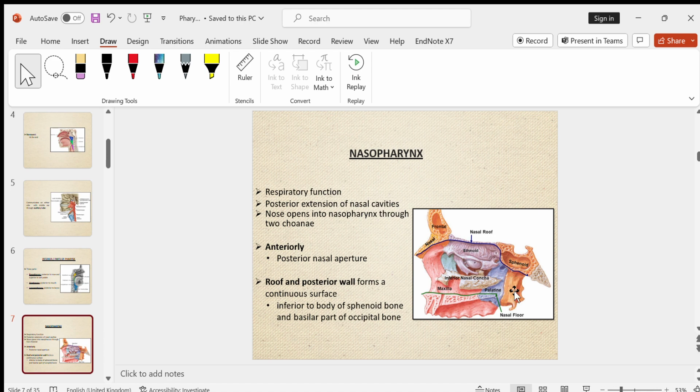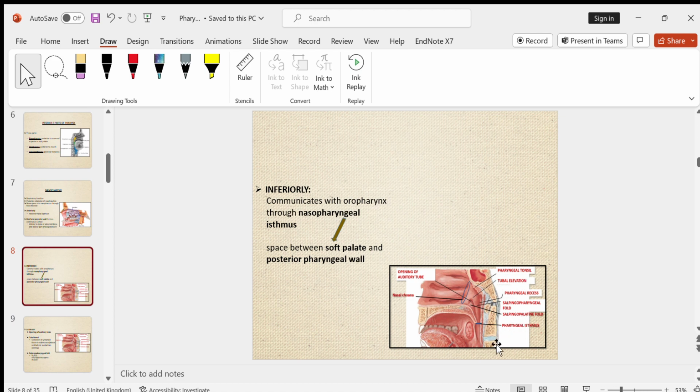The roof and the posterior walls of the nasal cavity continue backwards and form the roof and posterior wall of the nasopharynx. So this part of the sphenoid bone and this part of the occipital bone are forming the roof of the nasopharynx. Inferiorly, the pharyngeal isthmus is a narrow part at the level of the soft palate. This level marks the lower extent of the nasopharynx. So the initial boundary of the nasopharynx is the posterior nasal aperture and the inferior boundary is the pharyngeal isthmus, which lies between the soft palate anteriorly and the posterior pharyngeal wall posteriorly.